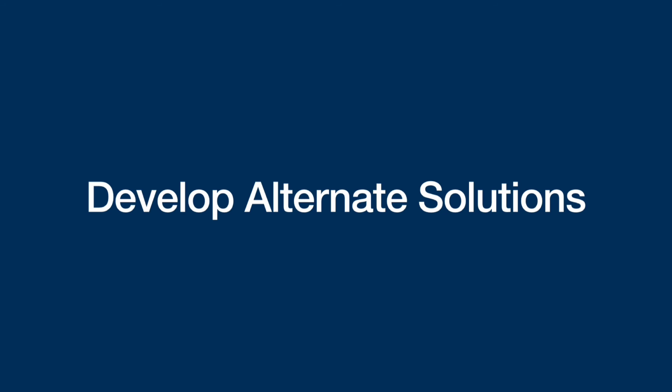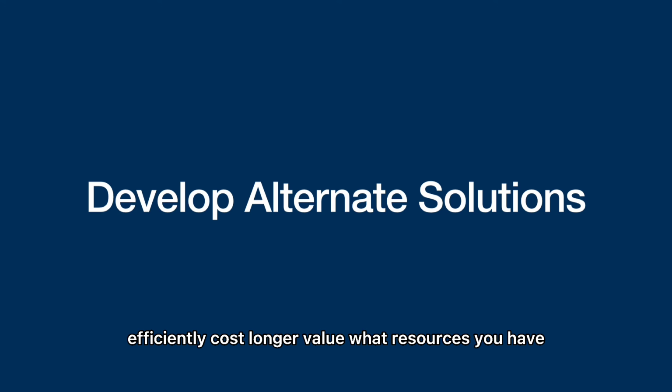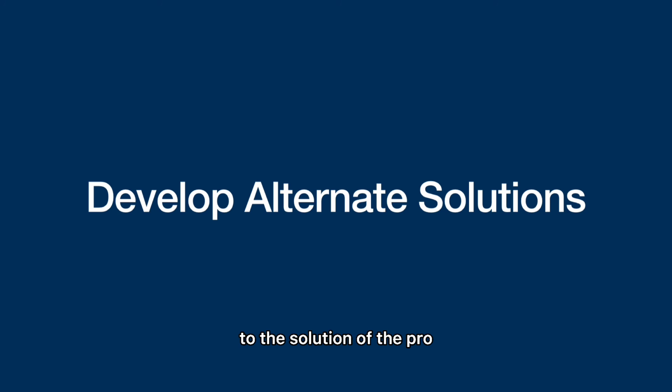I often use the 1/3 + 1 rule to reach consensus around the top 2 or 3 solutions that will be best for everyone involved. Then rank these solutions by efficiency, cost, long-term value, what resources you have, and what you can commit to the solution of the problem. Then look at every one of those solutions carefully and decide what you believe to be the best solution to this problem at this time.